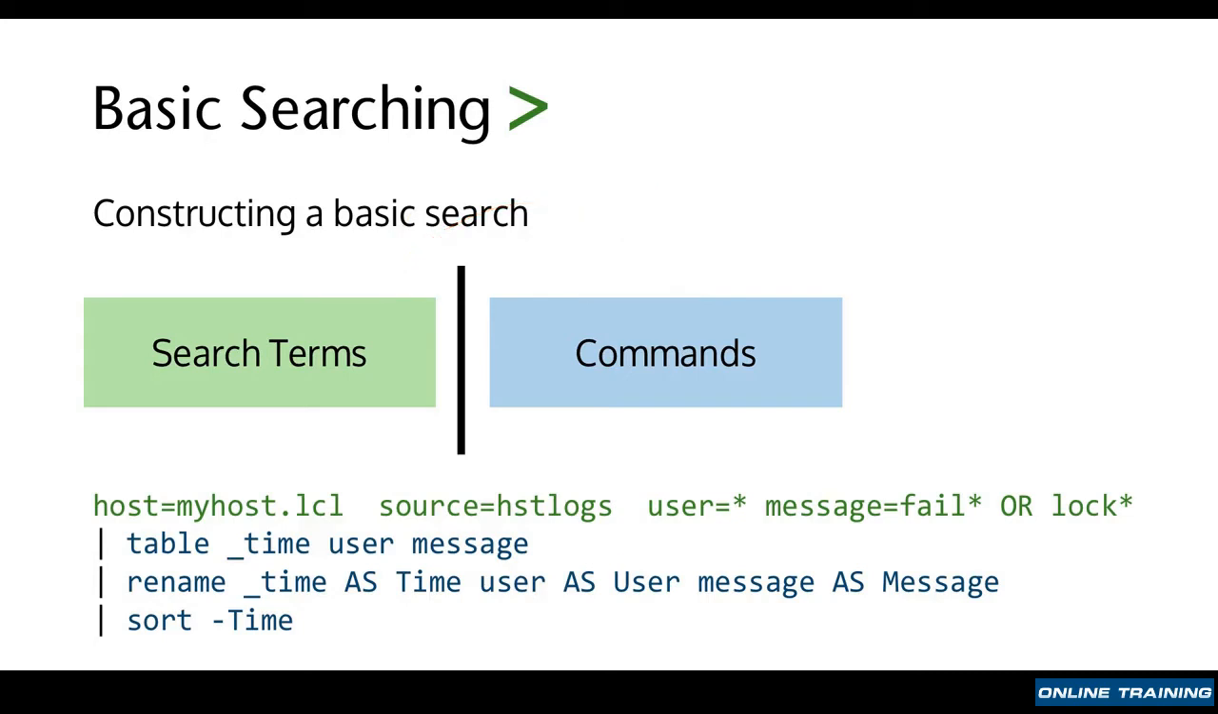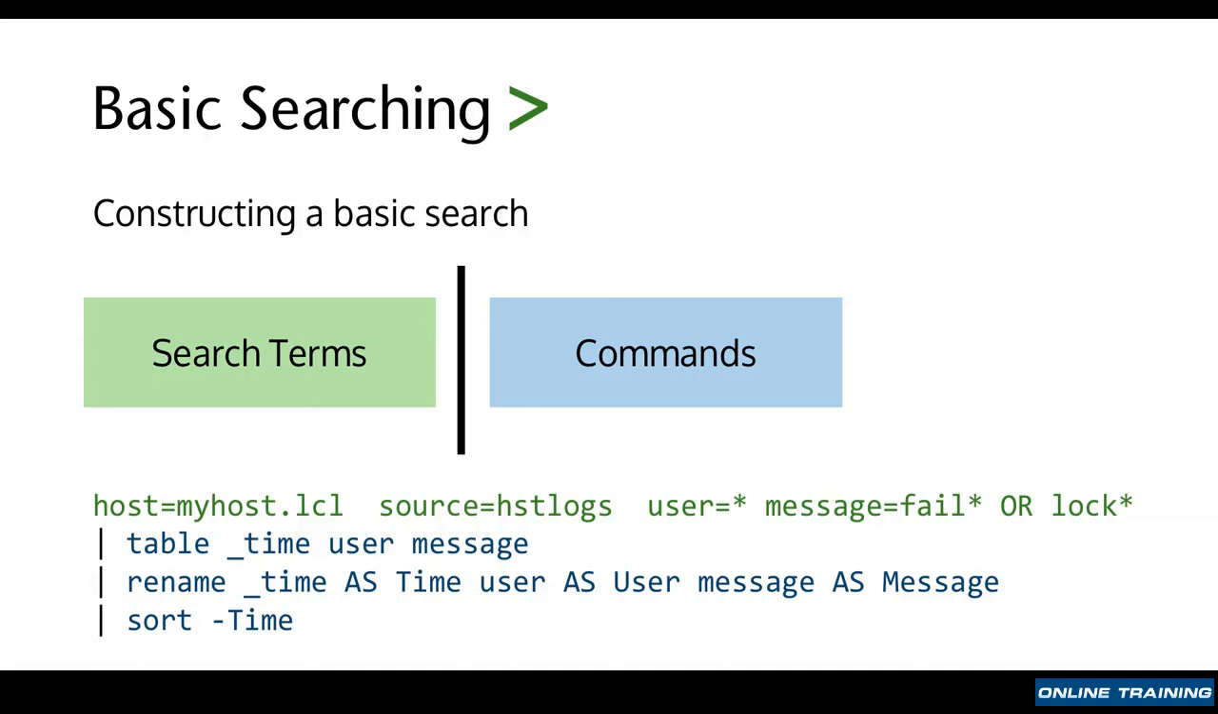So here's a mock search. If we have search terms host equals myhost.local, and as we know, host is a metadata keyword that's automatically assigned in Splunk unless we specify otherwise. And same with source. And then we have user equals asterisk, which means we want to know information about all the users. And we have message equals fail asterisk, which means we are not sure if the message is fail, failure, failed, failures, or something like that. So we're just bringing everything that starts with FAIL.